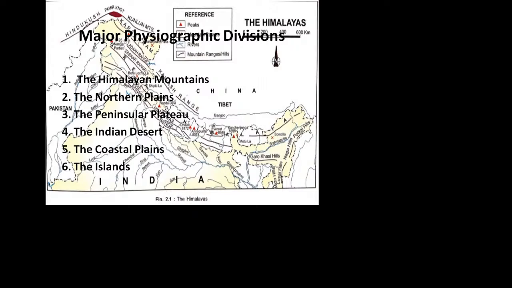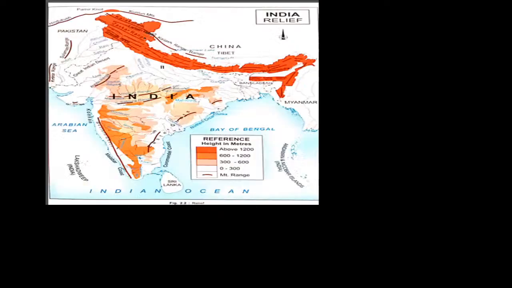Let us first talk about the varied relief of India, which may be listed as follows. In India, we have the Himalayan mountains, the northern plains, the peninsular plateau, the Indian desert, the coastal plains, and the islands. Due to varied geological history and structure, each division of landform is different from the others. The rocks that make up the regions are different in the way they erode. Sedimentary rocks tend to erode more easily than igneous rocks, which are hard to break.